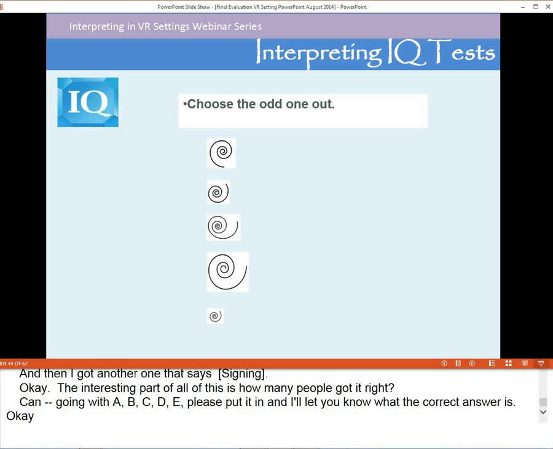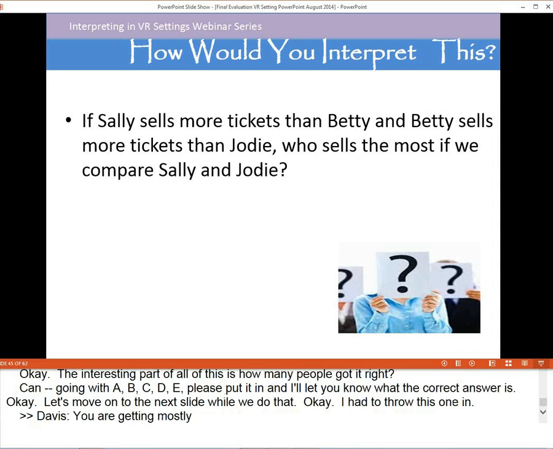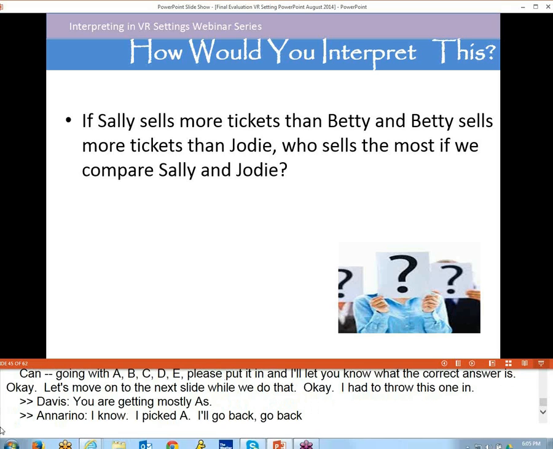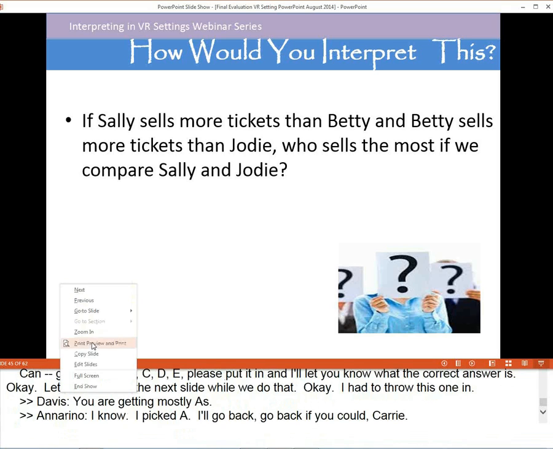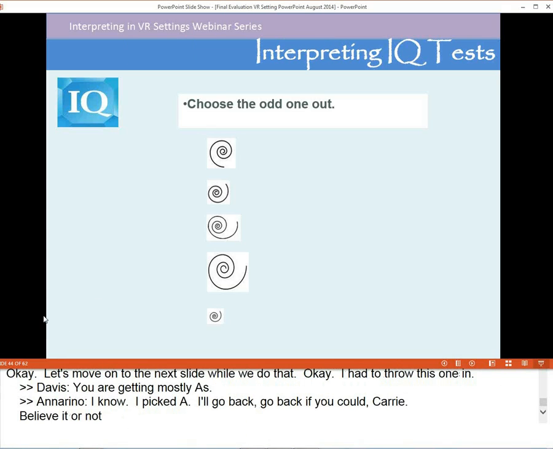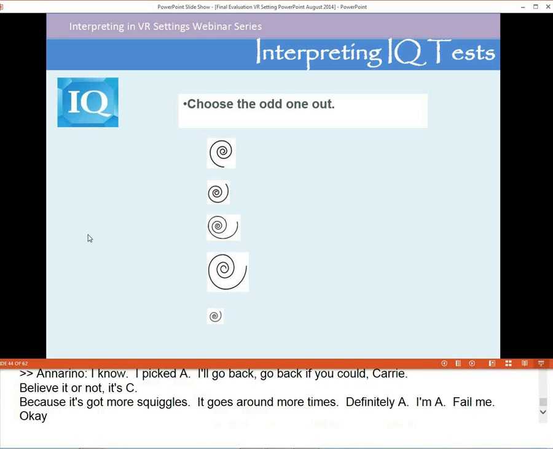Okay, let's move on to the next slide while we do that. Okay, I had to throw this one in. You're getting mostly A's. Yeah, I know. I picked A. Okay, I'll go back. Go back, if you could, Carrie. Believe it or not, it's C, because it's got more squiggles. It goes around more times. Definitely A. I'm A. Fail me. Okay. Thank you, Carrie. Can you go back?